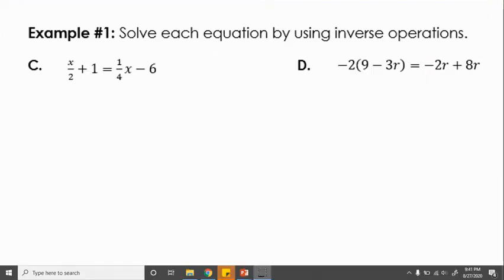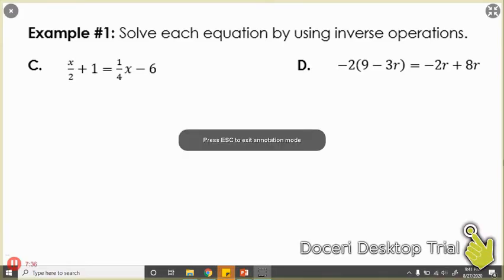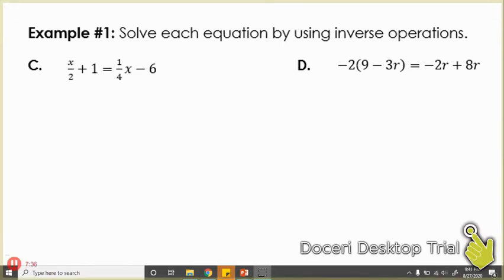Okay, for example 1c, we're going to include some rational numbers. So one thing we need to talk about is that first part of this equation, x over 2. If you don't see a coefficient in front of x, it is understood to be 1. And so that is really 1x over 2. So if it's easier for you to look at this, this is the same as 1/2 x plus 1. And then that's equal to 1/4 x minus 6.